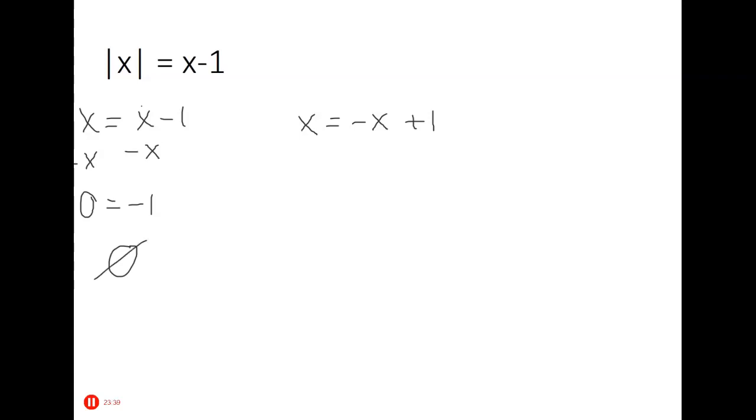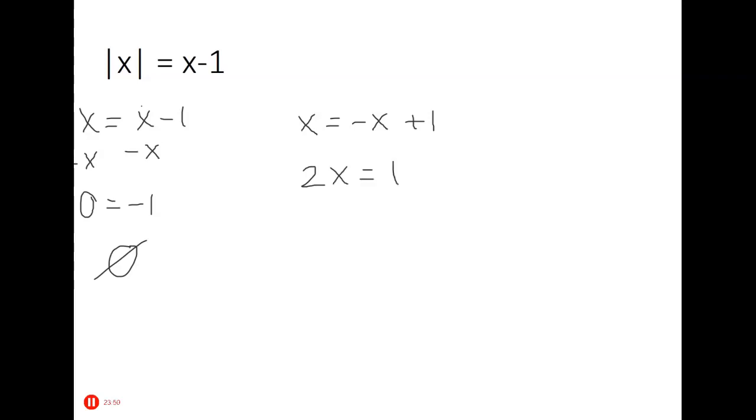Okay, and then last but not least, absolute value of x equals x minus 1. So you get x equals x minus 1. X equals -x plus 1. So you subtract x from both sides. X minus x is 0 equals -1. Does 0 equal -1? No. So that part is just no solution. It's not extraneous. That left side gives you a no solution.